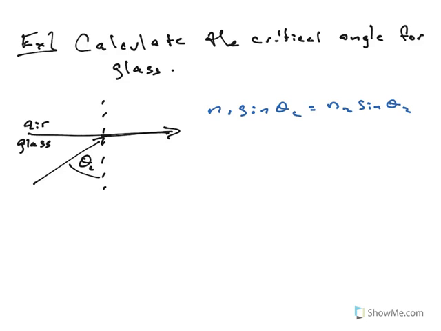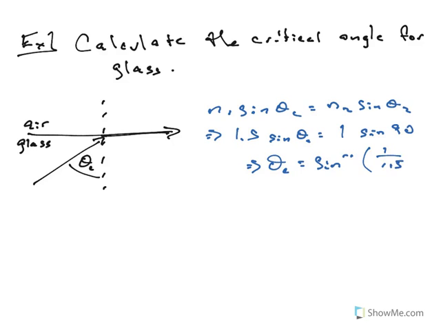If I'm looking for the critical angle, I'm going from glass, so we have 1.5 sine of theta c is then N2 sine theta 2. I'm going into the air, which is 1. And I know that if I'm at the critical angle, the angle of refraction, theta 2, is always 90. So theta c then must be the inverse sine of 1 over 1.5, which is 41.8 degrees.